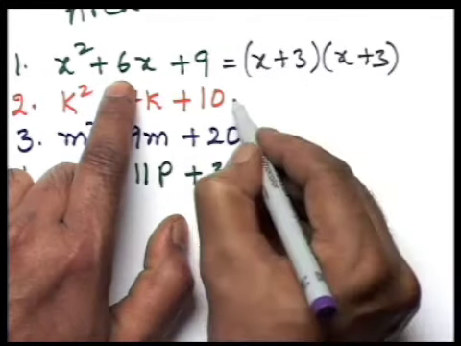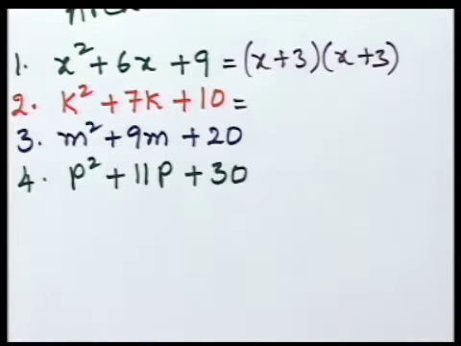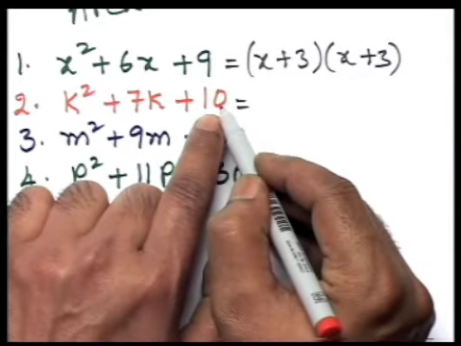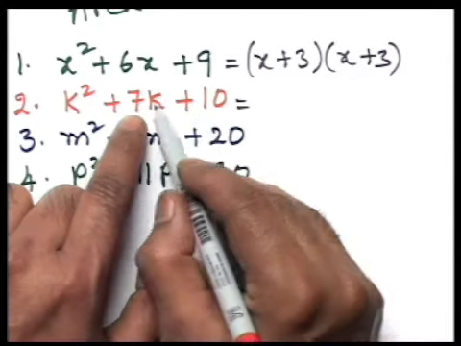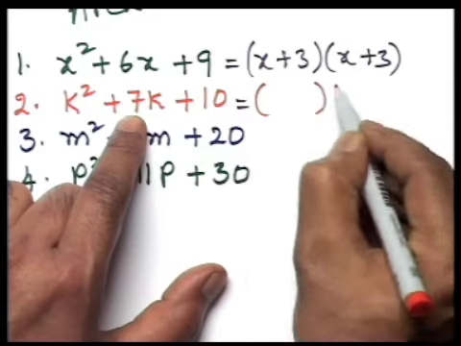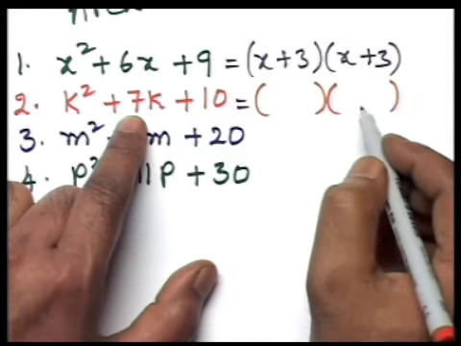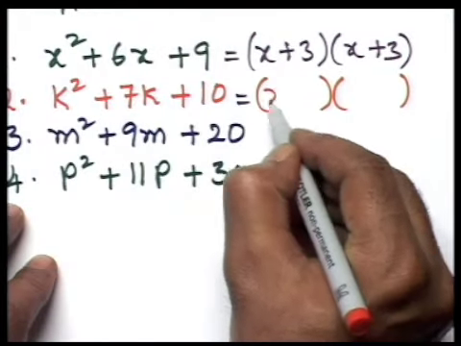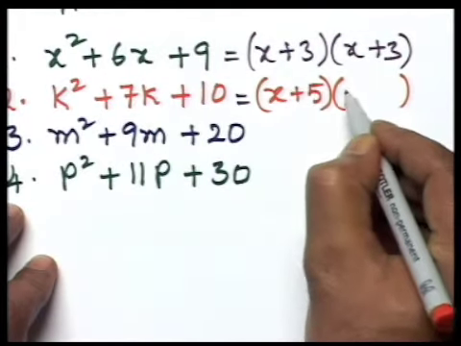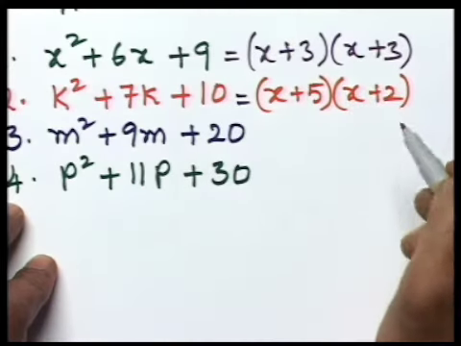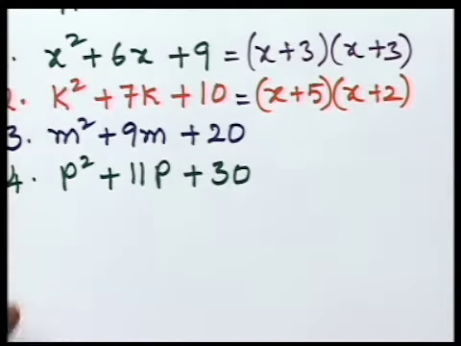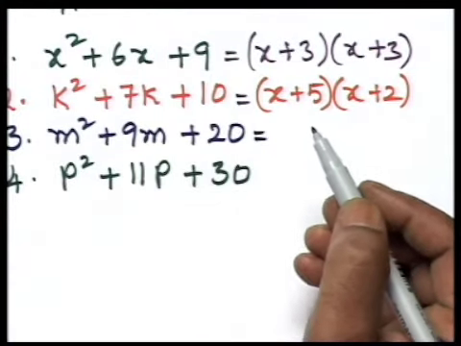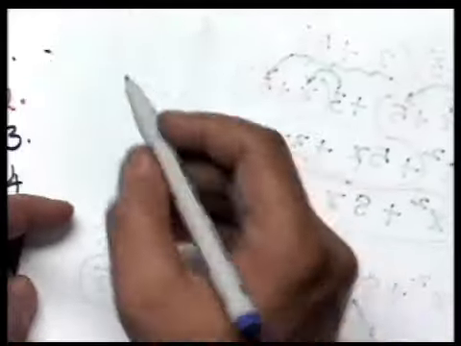Okay. The next one is 10. I'm looking for the factors of 10. 5 times 2, 10. 5 add 2 gives me 7. So my 2 factors, which are the length and width of the rectangle, are actually 5 and 2 there. So it's x plus 5 in one bracket and x plus 2 in the other bracket. The next one, which is m squared plus 9m plus 20. I'm going for the factors of 20, please. Factors of 20 are many there. Please check.